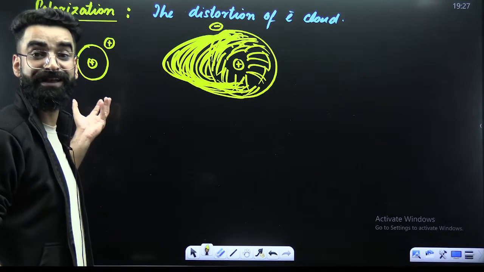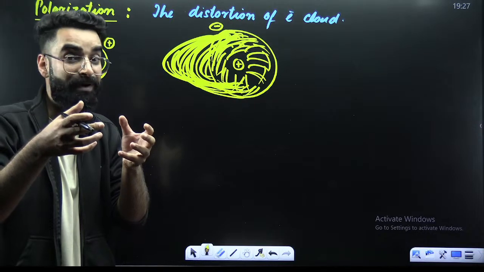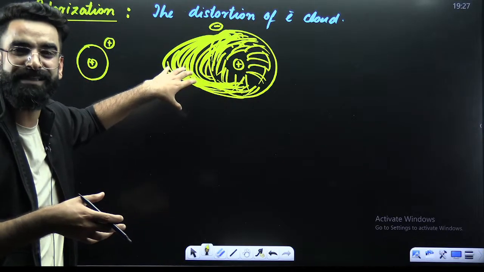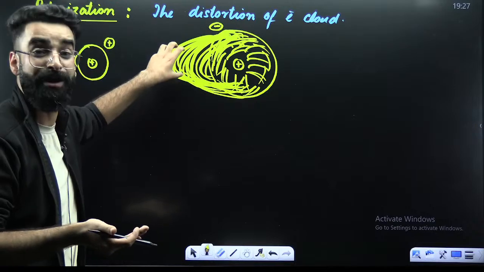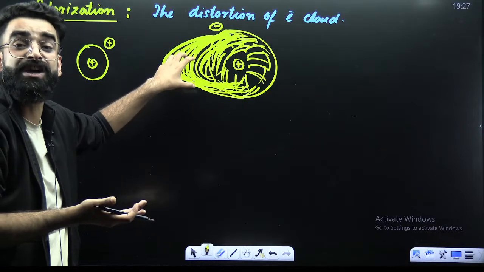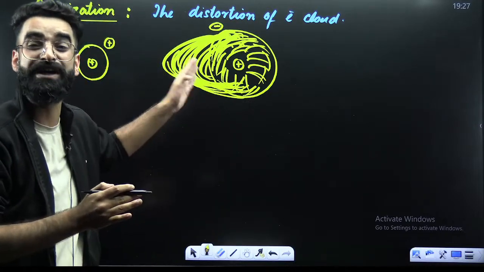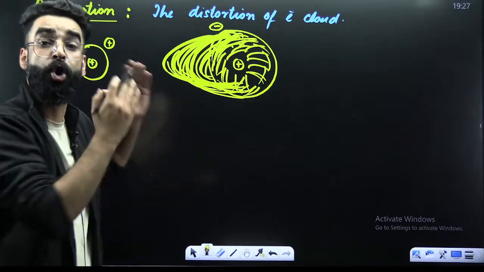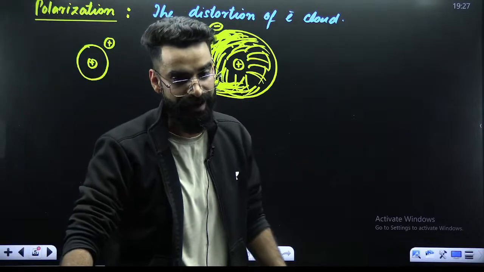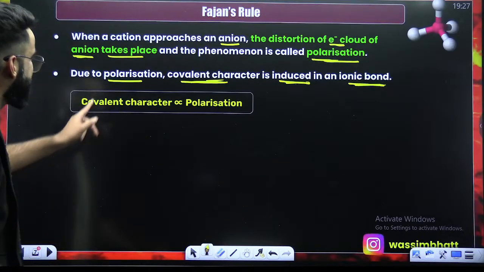So in the beginning, I took cation and anion. They were supposed to form the ionic bond. Perfect. But at the same time, the distortion of electron cloud of the anion took place. Electron density of the anion shifted towards the cation. Now, as if this electron density which got shifted towards the cation is now being shared between cation and anion. So in short, can I say, since now there is mutual sharing of this electron cloud, somewhat covalent character got established in the ionic bond here? Right, people?